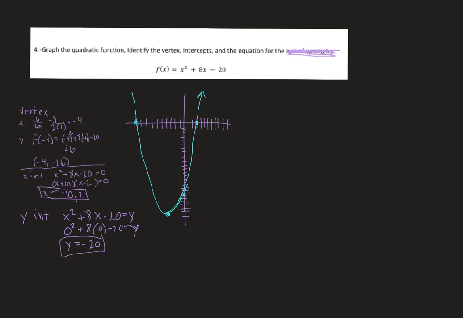When the graph does ask about the axis of symmetry, it's just saying the graph is symmetric. Where is it symmetric about? And that's just at that x equals negative 4. It flips over itself. But you don't need to worry too much about that.